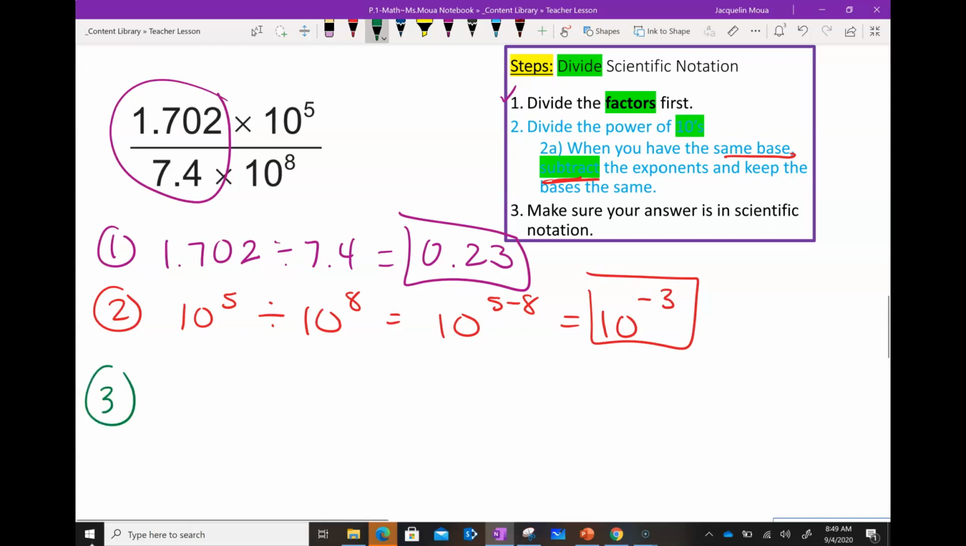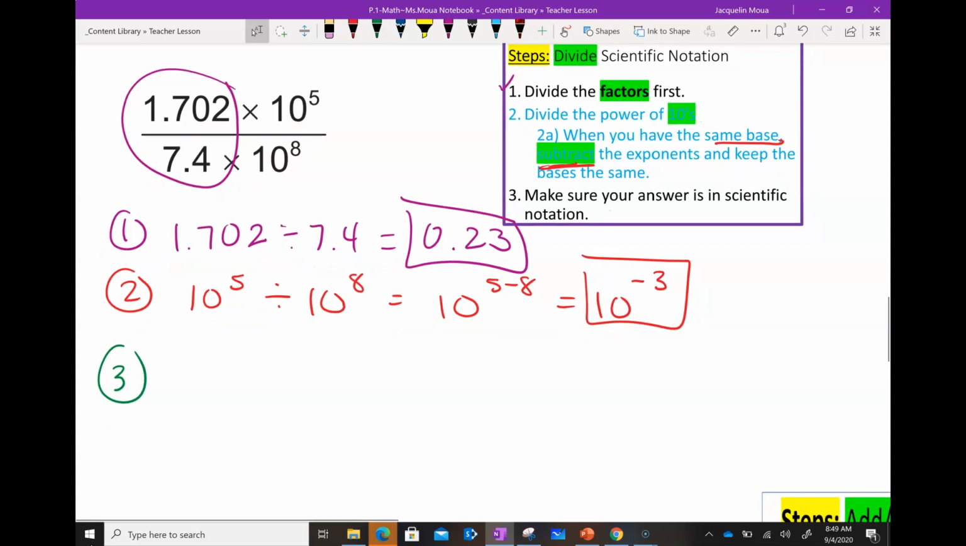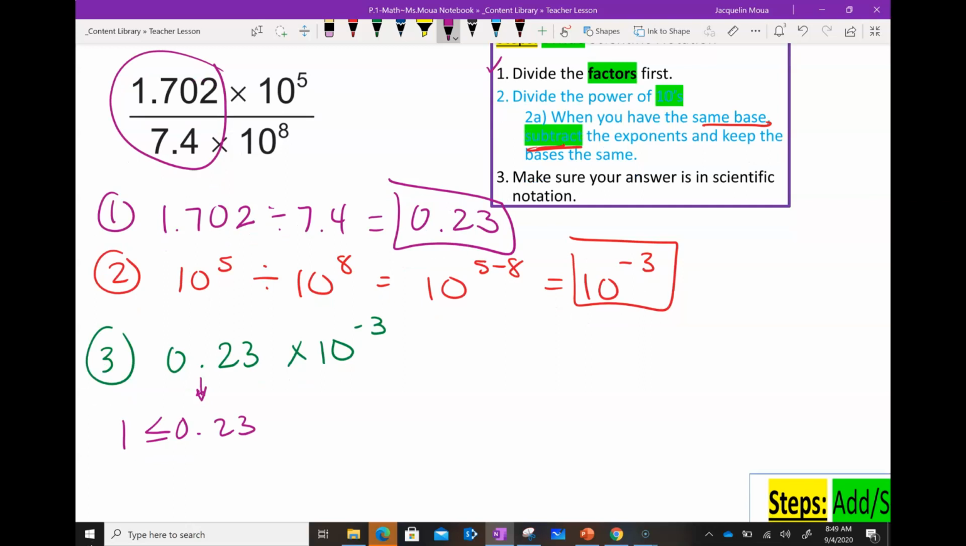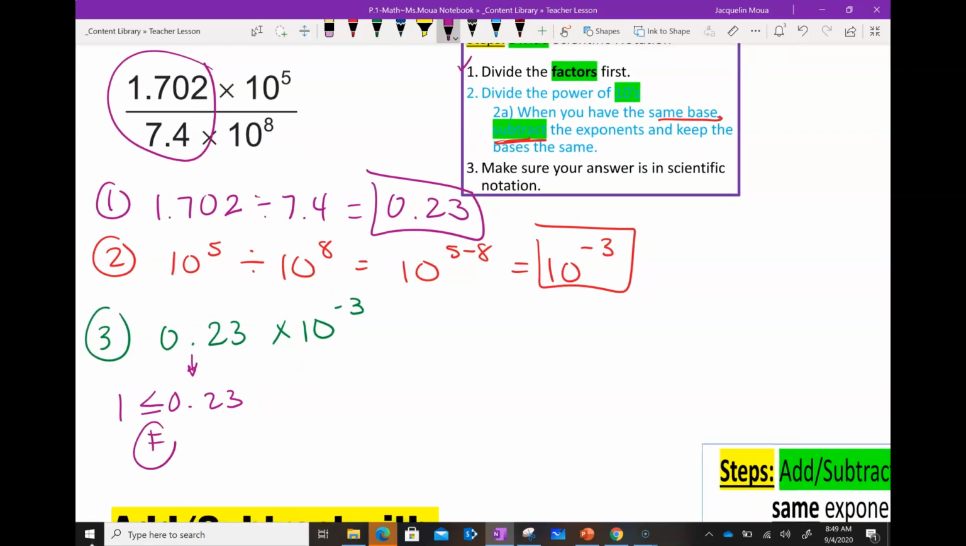Our third step is to make sure your answer is in scientific notation. Now let's take our first one, 0.23 times 10 to the negative third power. We're going to ask ourselves this question: is 0.23 greater than or equal to 1? That's a false statement. Is it less than 10? That's true here, but we have a false statement. Both of them have to be true.